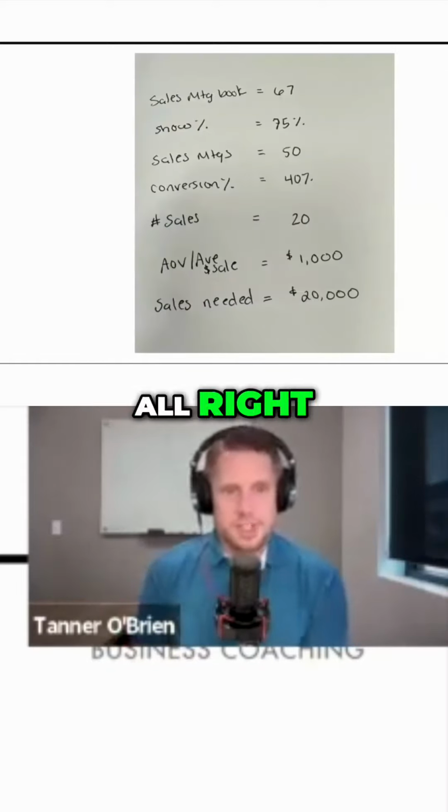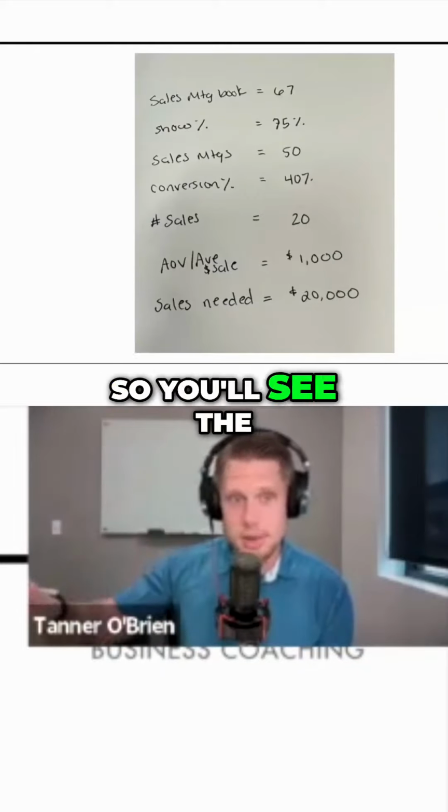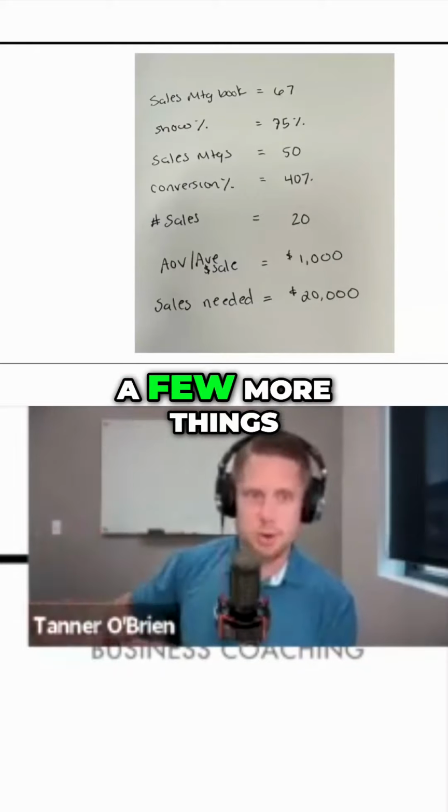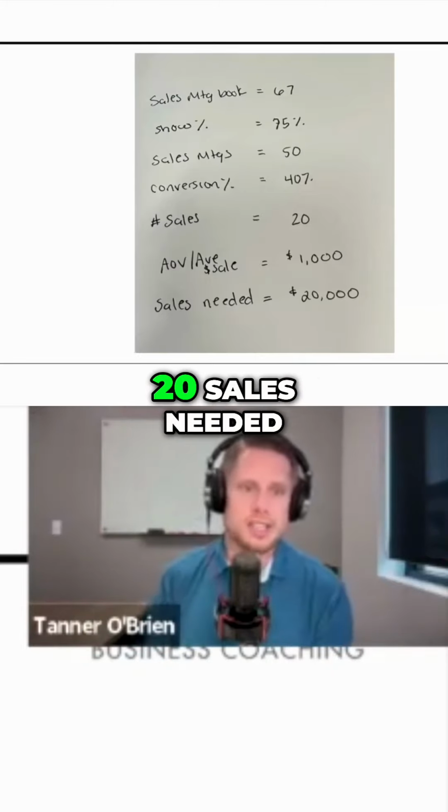All right. So each of these is just going to be a progression of this thing. So you'll see the bottom is exactly the same, and then we add a few more things to it. So $20,000 in sales, average dollar sale at $1,000, 20 sales needed.